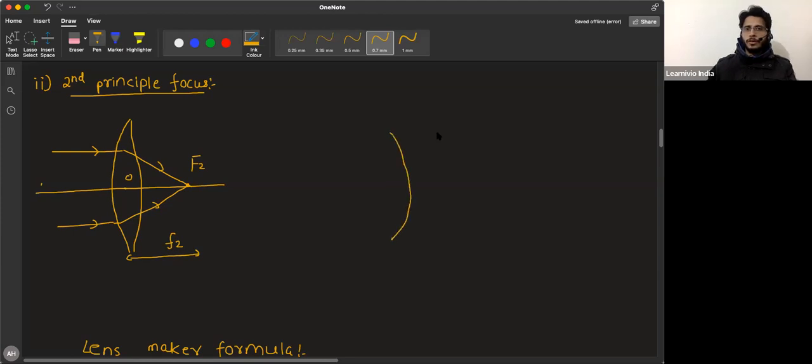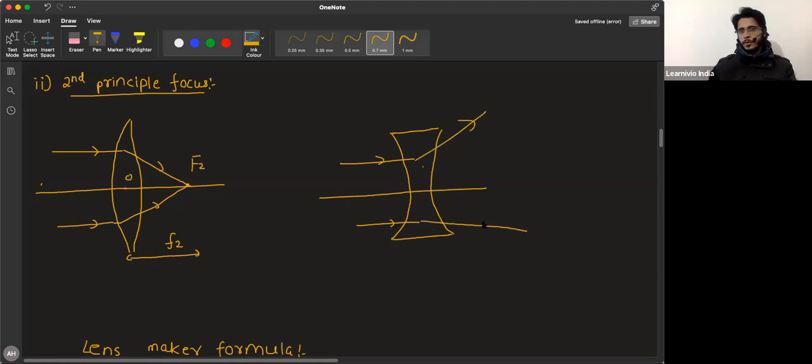Similarly, if you take a concave lens and incident parallel rays over it, it will diverge the rays. When you produce them in the backward direction, they appear to meet at a point. We call this point the second focus of the concave lens. And the separation is the focal length.